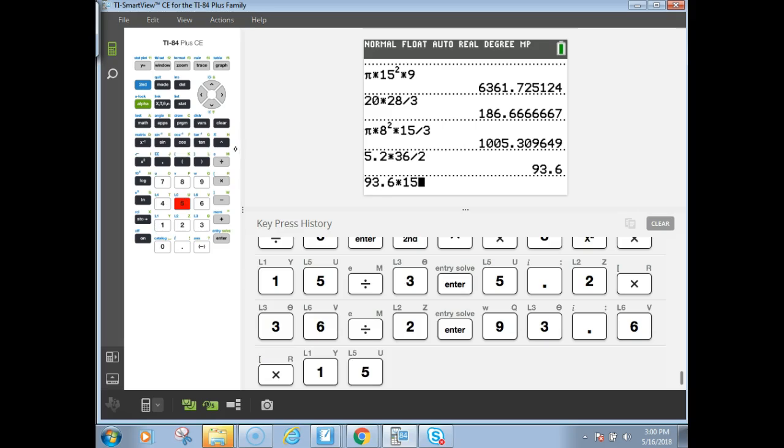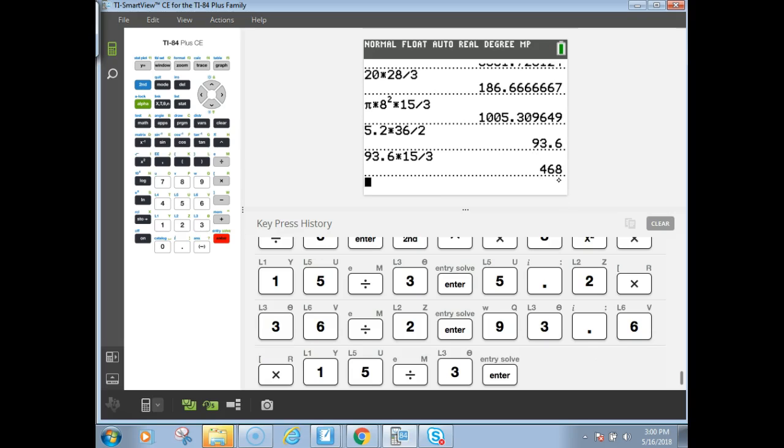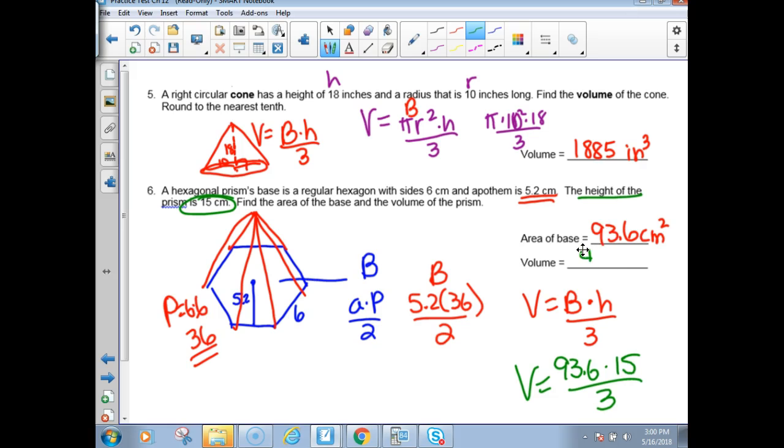93.6 times 15 divided by 3. I could have simplified that, but I chose to just type it all in because that's what most of you do. And I get 468. Is that what you guys got? It was even, 468 cubic centimeters.